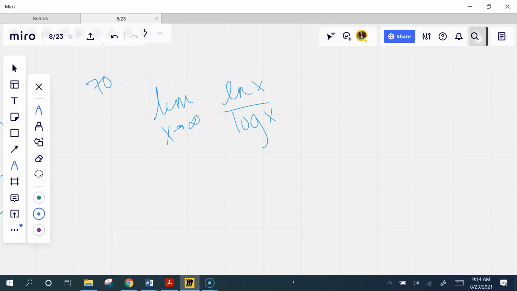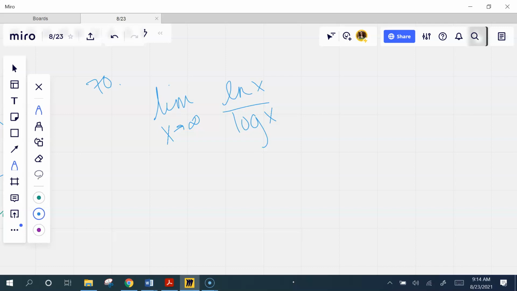Find the limit. What's on the top? Natural log divided by log of x. I'm not sure about that. Come on, guys. I don't know what this is. No, it's not. All right, let's do this. Let's rewind back to Algebra 2.